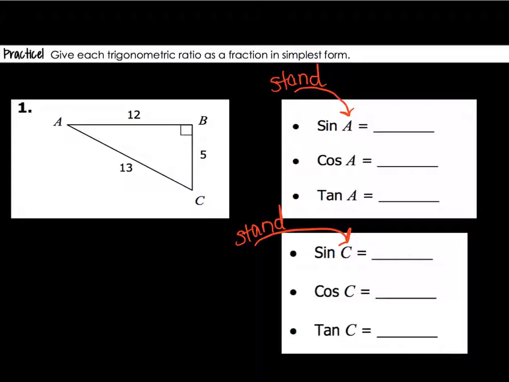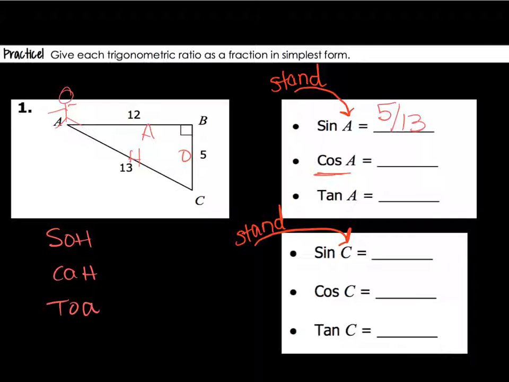So let's practice the ratios. Sine of A, we're going to stand at A. So here I am, standing at A. And I'm going to set up my triangle. This is hypotenuse, this is opposite, this is adjacent. Sine is opposite over hypotenuse. So this is going to be 5 over 13. So let me just write this out. SOHCAHTOA.